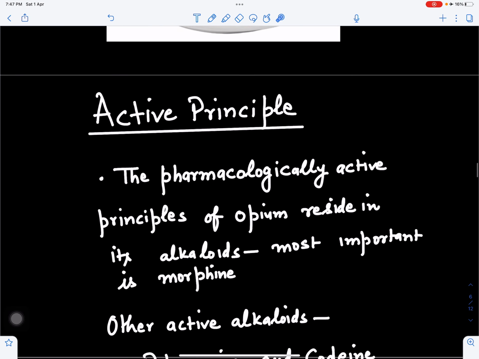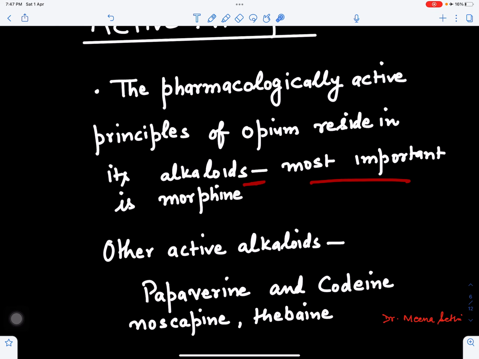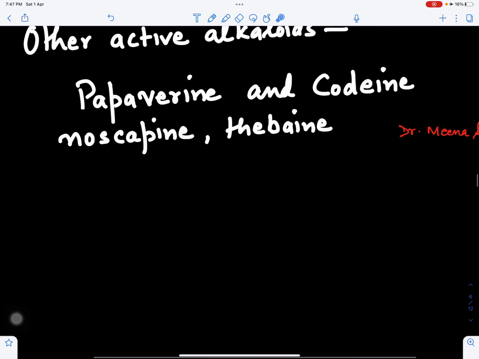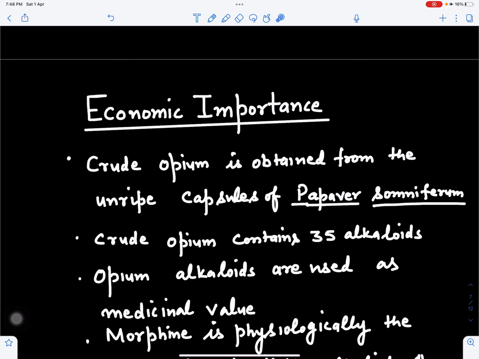This plant has medicinal value, and the pharmacologically active principle of opium, used in pharmaceutical industries, resides in its alkaloids because this plant is rich in alkaloids. The most important alkaloid is morphine. Other active alkaloids of this plant are papaverine, codeine, noscapine and thebaine. If we see the economic importance of the plant, crude opium is obtained from the unripe fruit or capsule of the poppy plant.